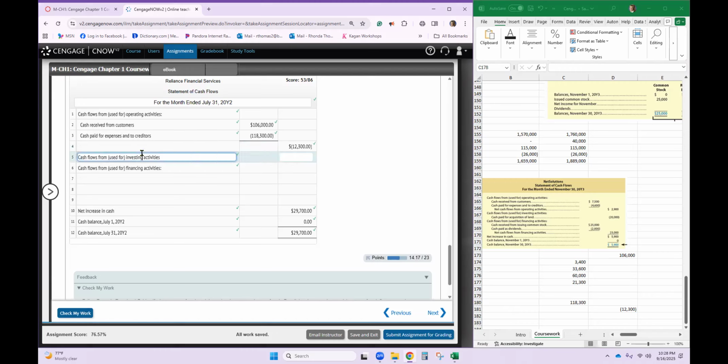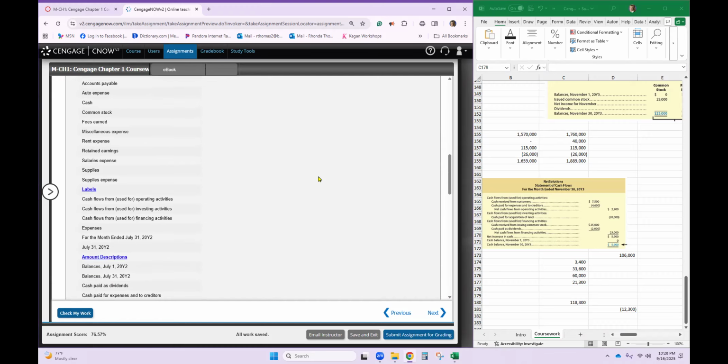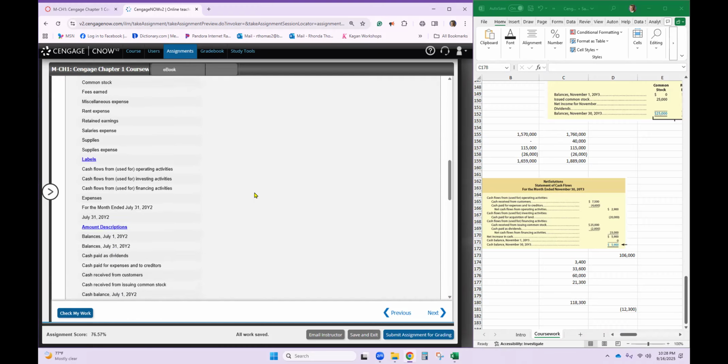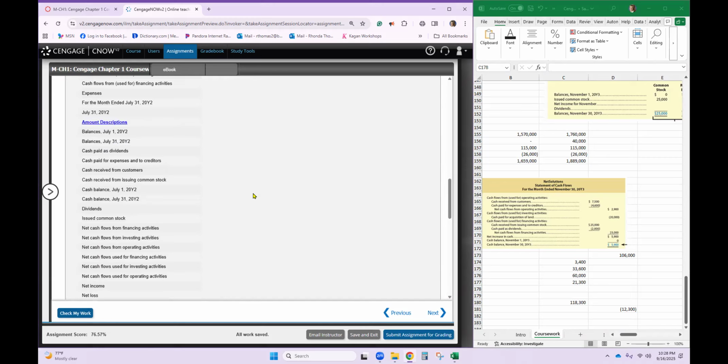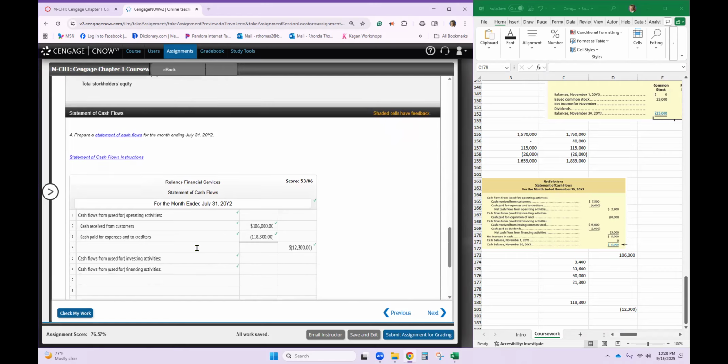Okay, that is correct. But because operating caused net cash to go down, net cash flows used from operating activities. That's what you use. Used means it's a negative cash flow. Okay, we're going to go down to financing. We'll come back to investing. I don't think there's anything for investing.